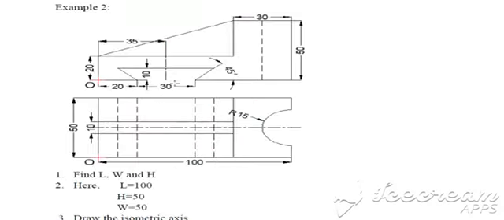Let's start with another numerical. Here again front view and top view is given. Find the maximum length, width and height. Here the maximum length is given as 100, height is given as 50 mm and width is again 50 mm.